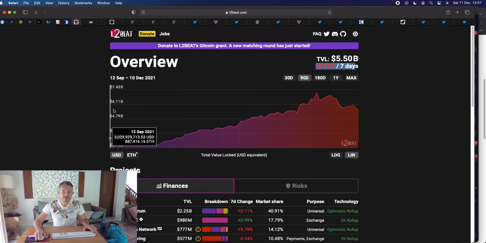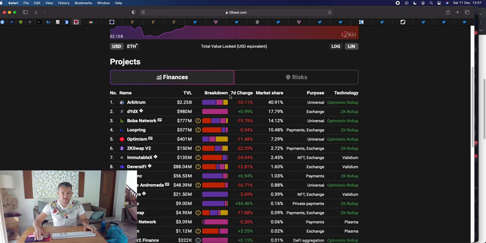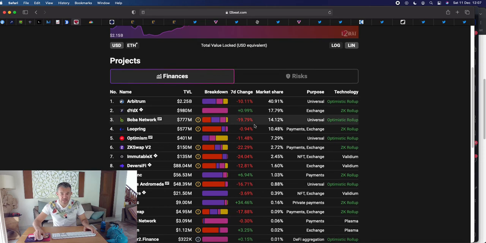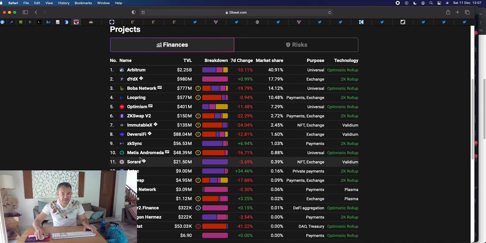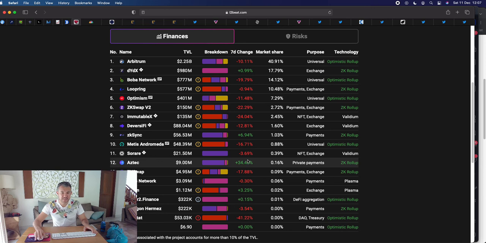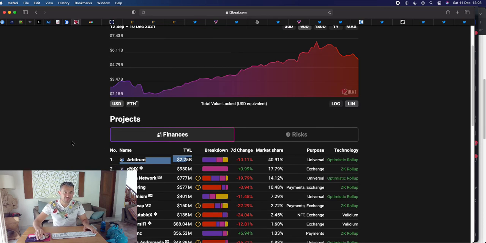Right, and then on the L2 side of things, we are down 10% on the week. Mostly, of course, because the broader market is down 10%. We are seeing a big move was Aztec, which is up 35% in their total value locked. It's pretty small, 9 million compared to 2.2 billion, and so 35% isn't difficult on 9 million, but one to keep an eye on. A decent privacy L2 roll up from my understanding. I don't think they've got a token.